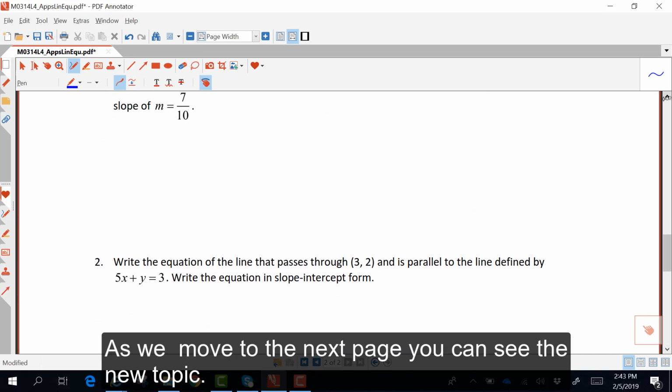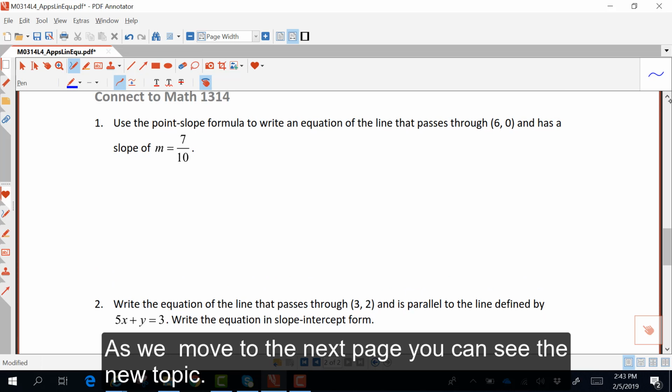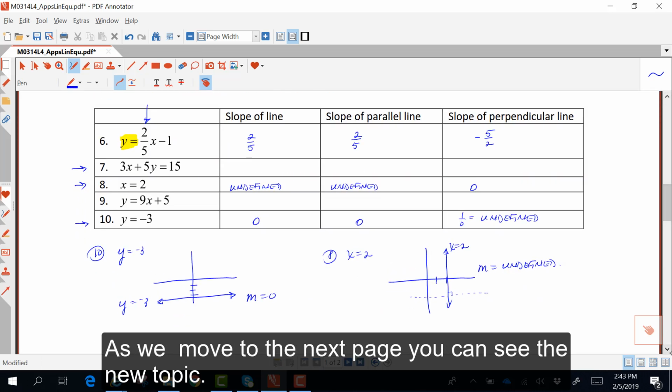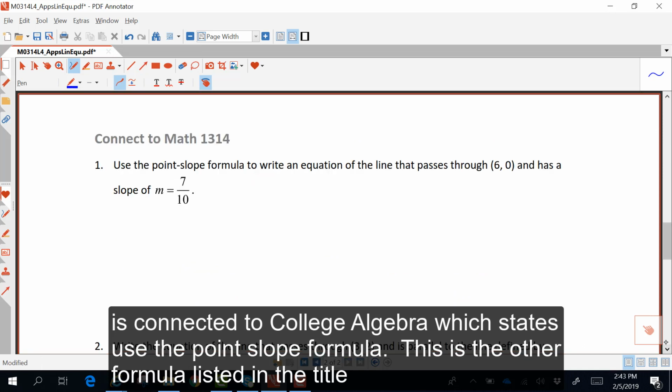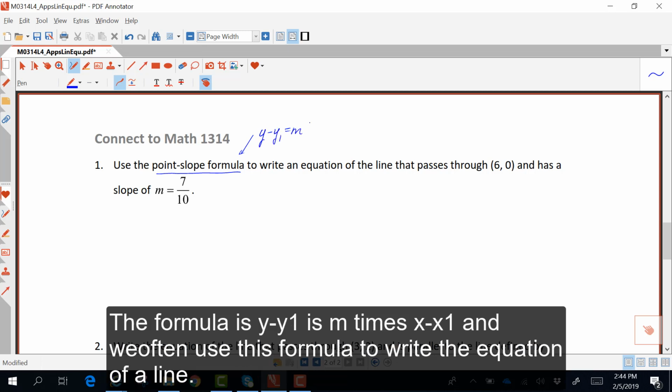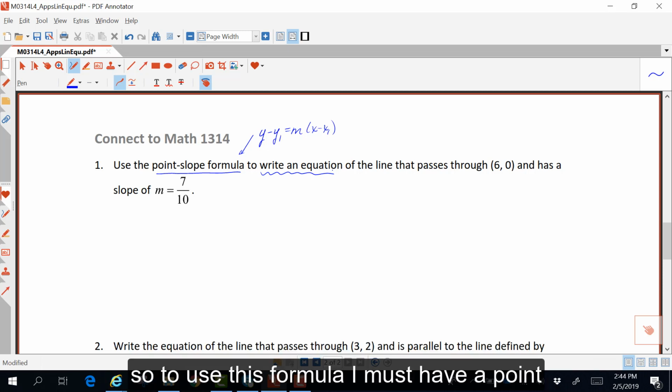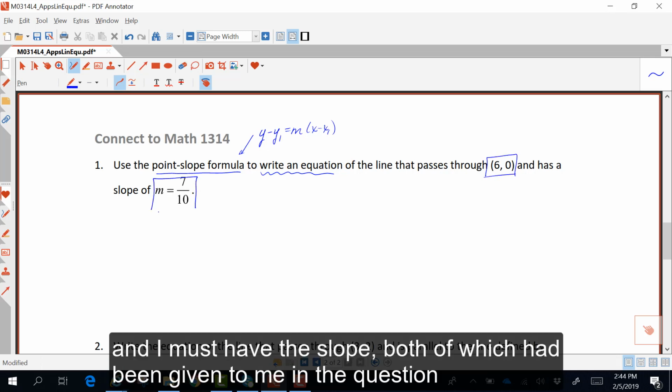As we move to the next page, you can see the new topic is connected to college algebra, which states use the point slope formula. This is the other formula that was listed in the title. This formula is y minus y1 equaling m times x minus x1. And we often use this formula to write the equation of a line. So, to use this formula, I must have a point and I must have the slope, both of which have been given to me in the question.